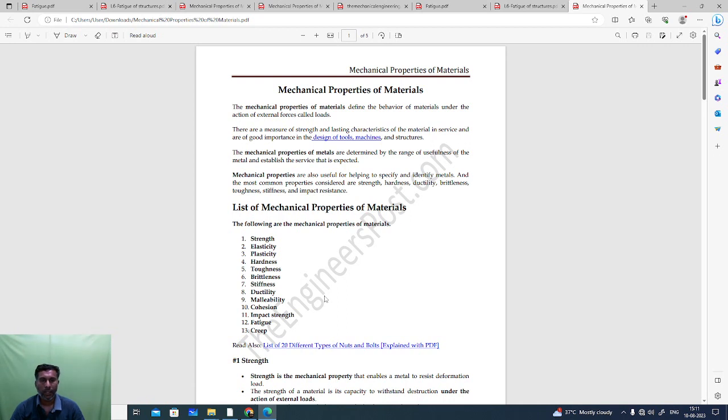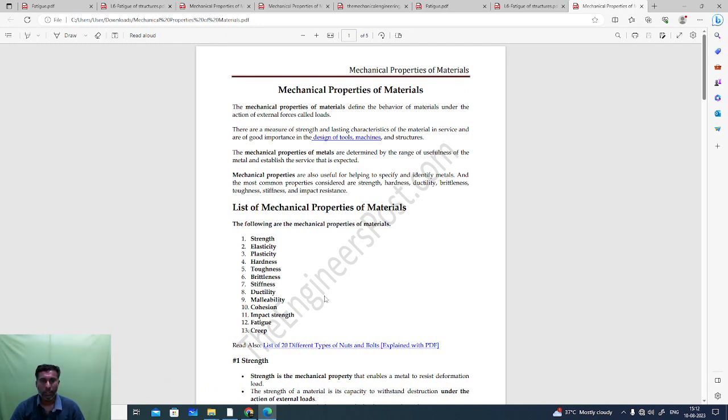First, the mechanical properties of a material define the behavior of the material under the action of external forces. That is called the load. It may be a point load, a UDL, that is a uniformly distributed load, or a uniformly varying load. Other than that, the load may vary with pressure or thermal temperature. Any one of these forces can be applied, and the material property will change.